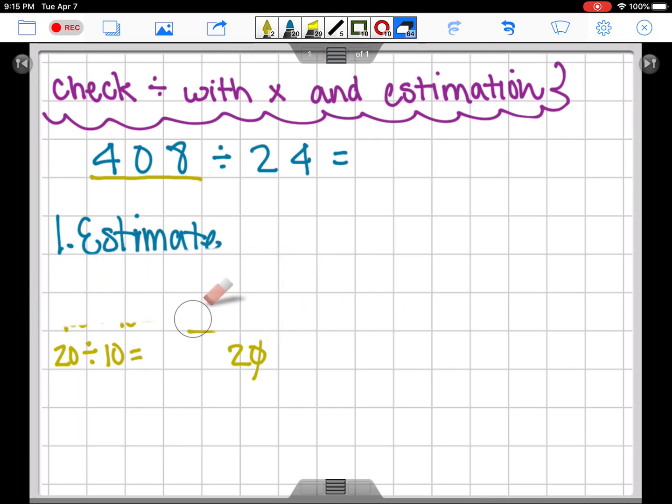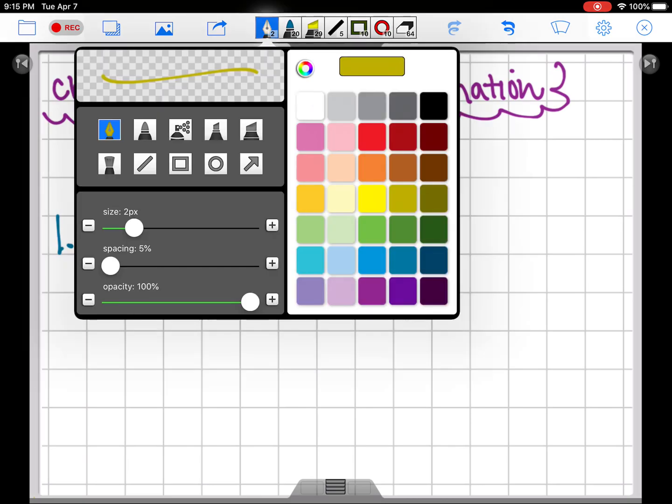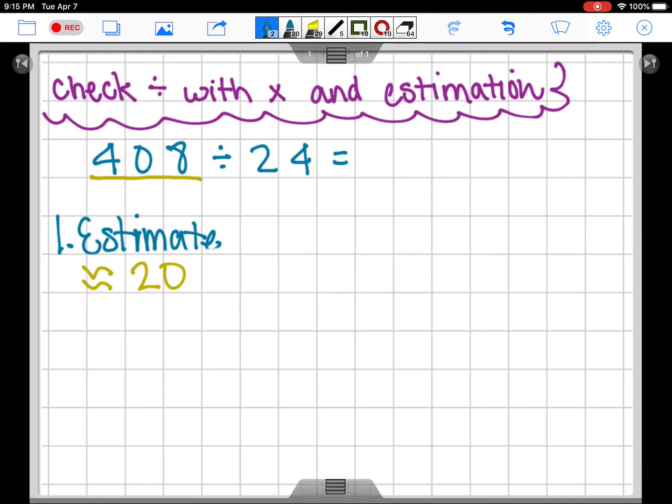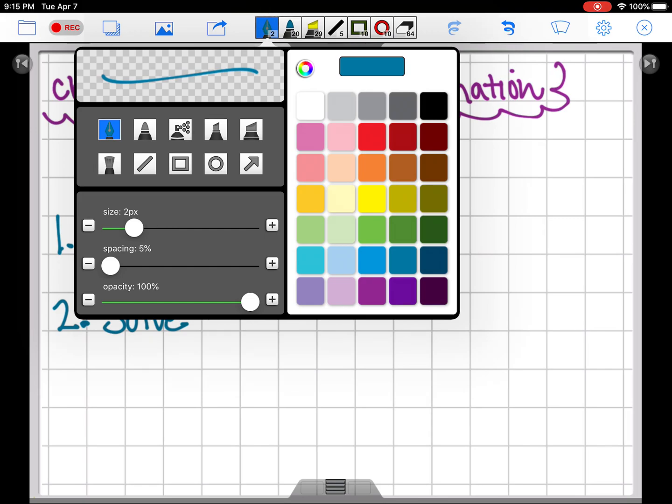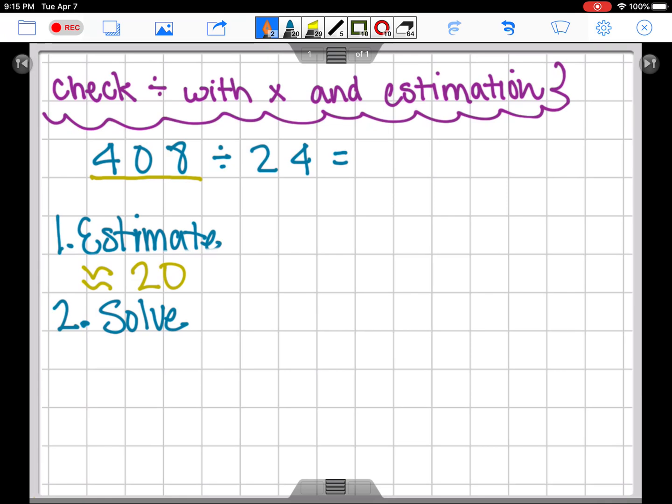Think to yourself what the next step is. If you know what the next step is, go ahead and get your stuff written out so you're ready to go for it. Alrighty, if you said the next step was to solve, you are correct. Let's solve this bad boy, and let's do it in orange.